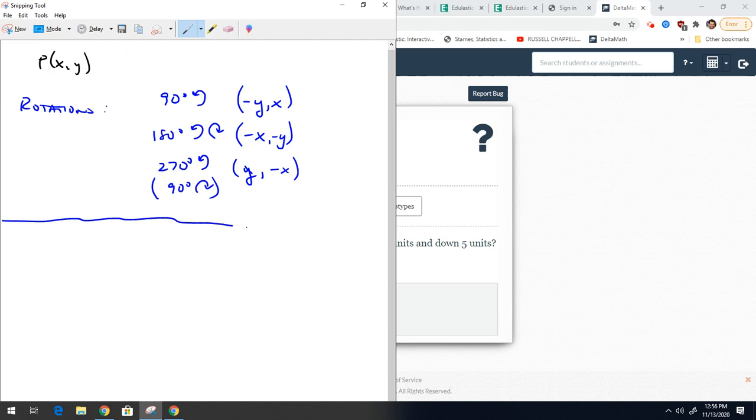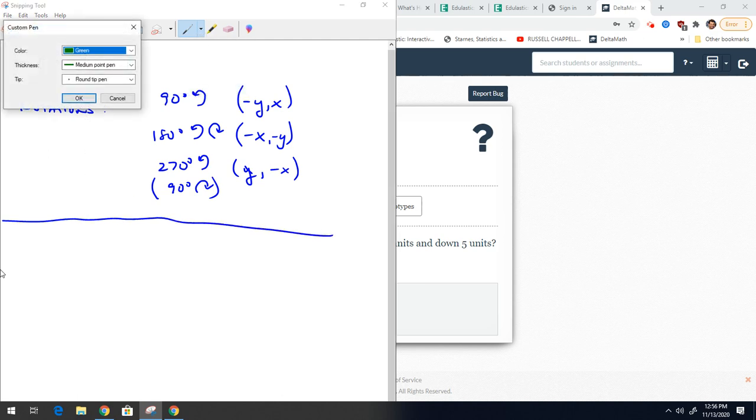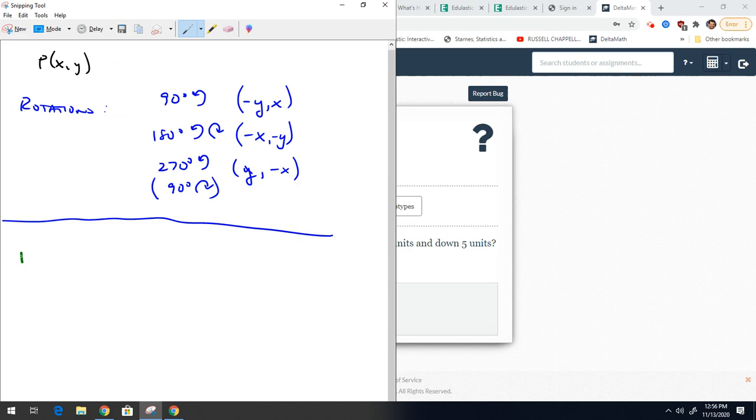Okay. All right, and last but not least is your dilation rule. So when you do a dilation, if your scale factor is equal to n, then your point x, y becomes n times x and n times y. So there's all your rules.